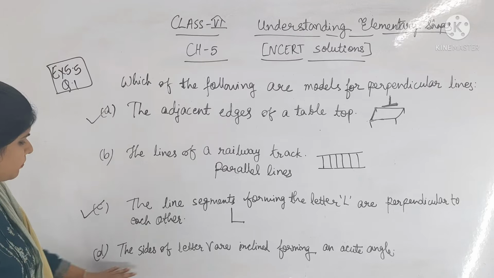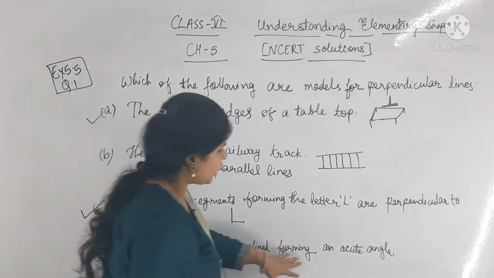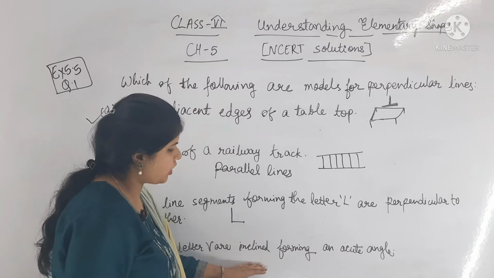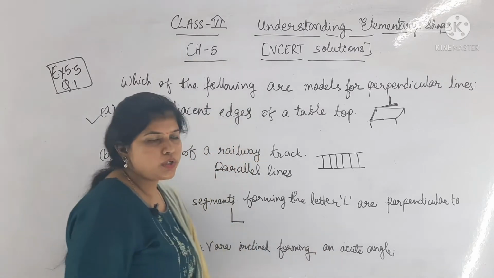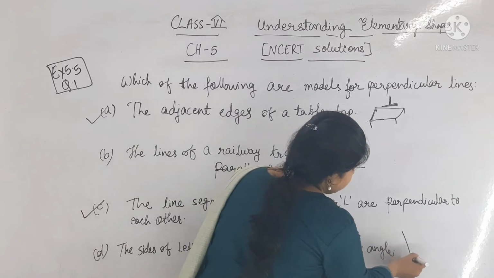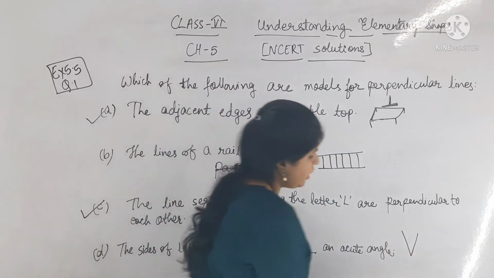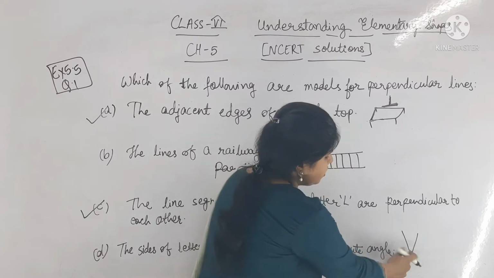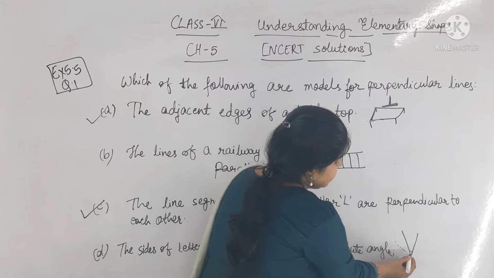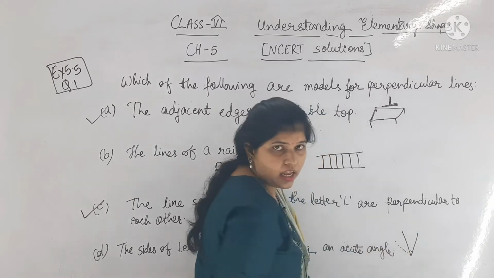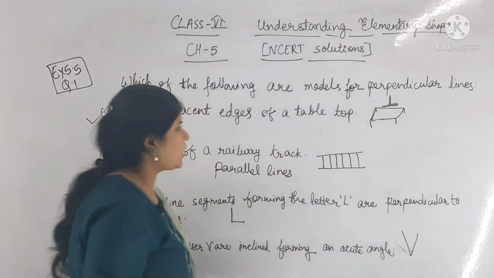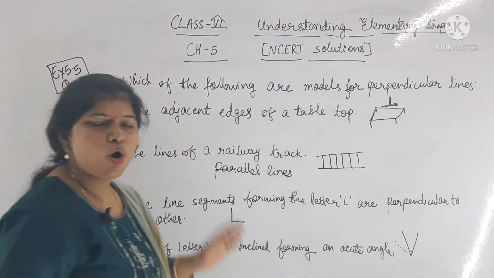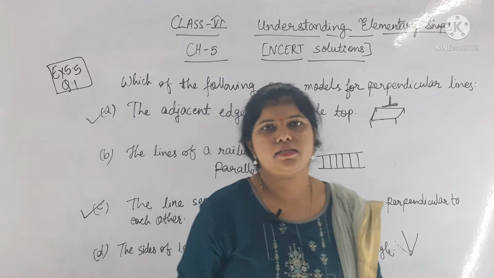Now number D, the sides of letter V are inclined, forming an acute angle. Yes, like this it is V. If you place a set square here, that is your 90 degrees, and this angle is less than 90 degrees, so that is an acute angle. So your answer is A and C are the models of the perpendicular lines.